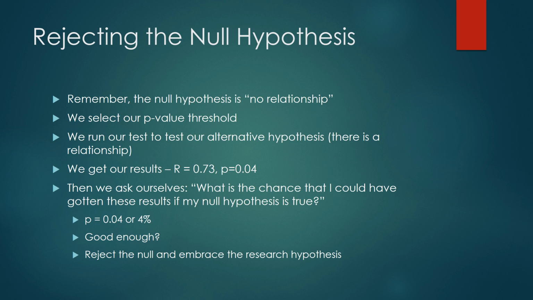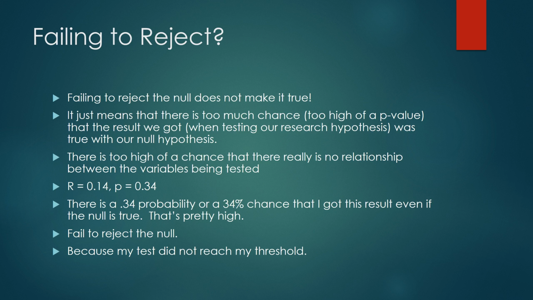We get our results, r equals 0.73 and a p-value of 0.04. We ask ourselves, what is the chance I could have gotten these results if my null hypothesis is true? That's about 4%. Is that good enough? And we reject the null and embrace the research. That's kind of a summary of what I've been talking about all along.